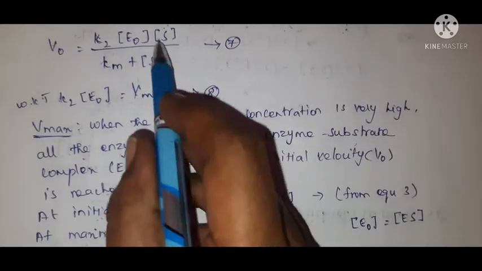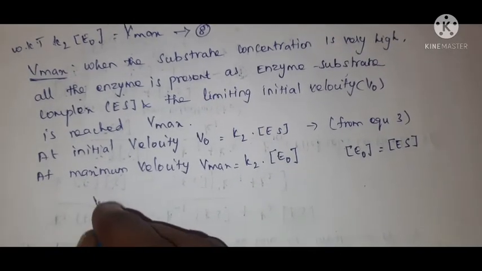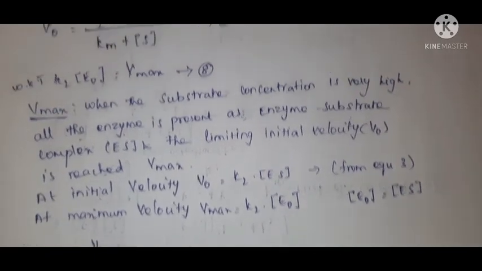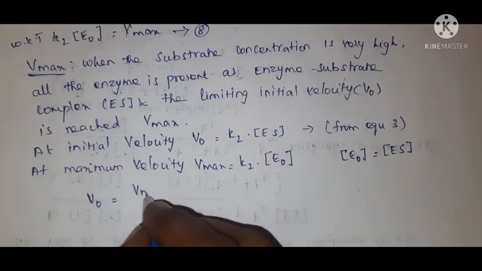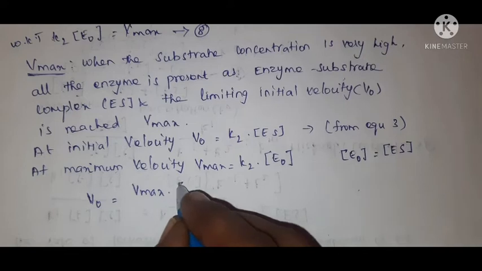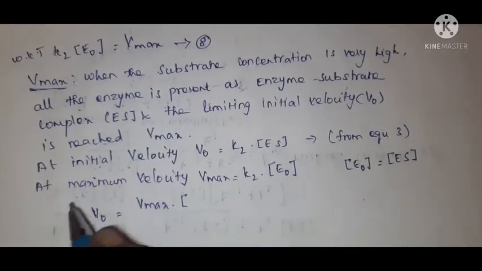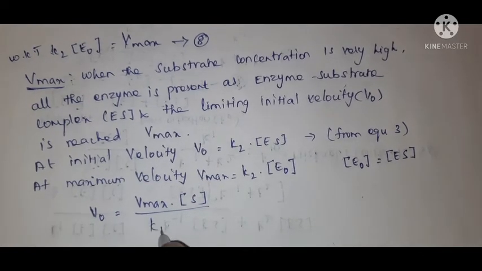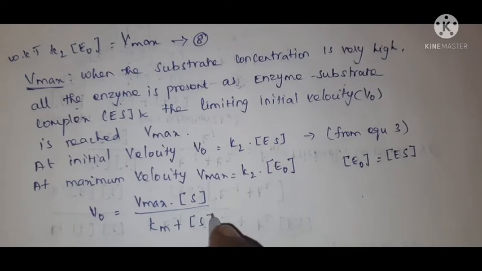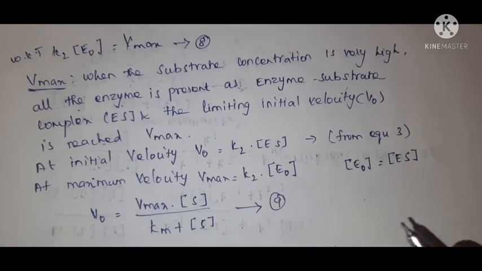So equation 8, now you substitute here, that is V naught is equal to, so K2 into E naught is equal to V max into S divided by Km plus S. So V naught is equal to V max into S divided by Km plus S. So this is your equation number 9.